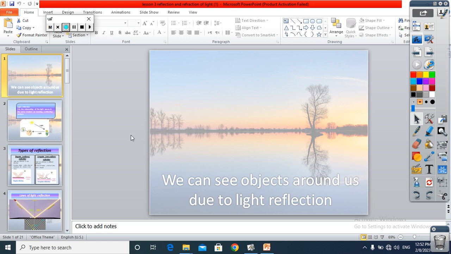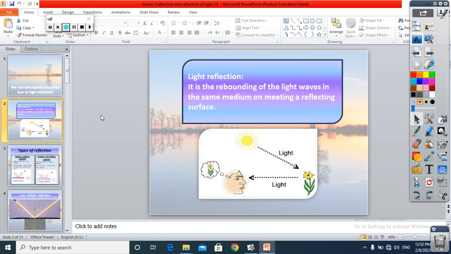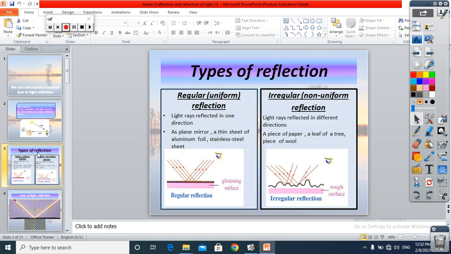If I ask you, how can we see? We can see objects around us due to light reflection. Can you tell me what is meant by light reflection? Light reflection is the rebounding, or returning back, of light waves in the same medium on meeting a reflecting surface.